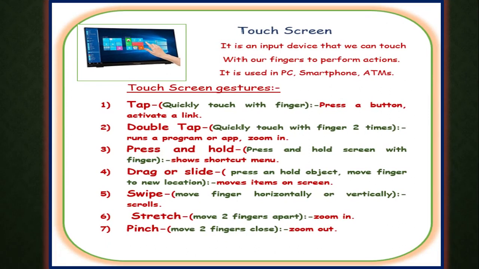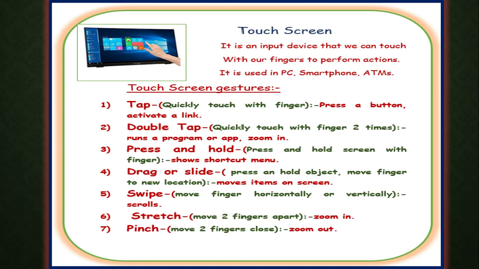Next is touch screen. It is an input device that we can touch with our finger to perform actions. It is used in PC, smartphone or ATMs. So touch screen is nowadays one of the most commonly used input devices. On touch screen we can touch the screen with our fingers to perform any action. Like if we want to open any app, then we will click with our finger on the screen and it will open that app. So normally it is used on smartphones, PC means personal computer, and ATMs.